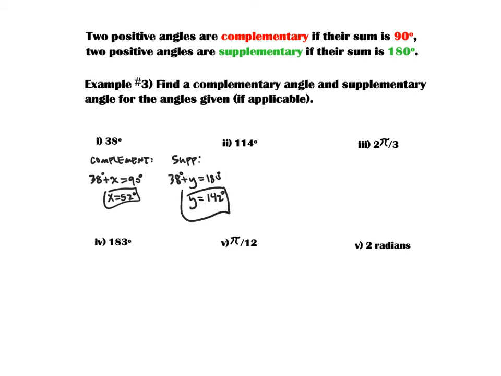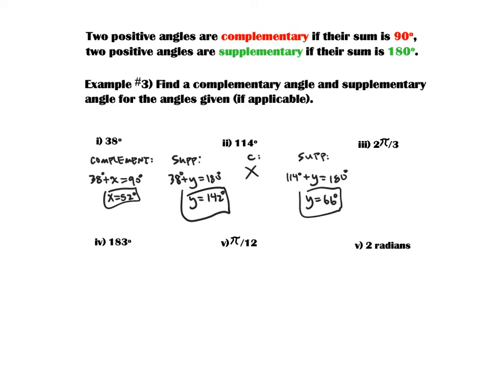Now in number 2, there won't be a complement, right? Because that angle measure is greater than 90 degrees, but there will be a supplement. So let's look at what the supplement to 114 would be. So 114 plus y is going to equal 180. That looks like y will equal 66 degrees.